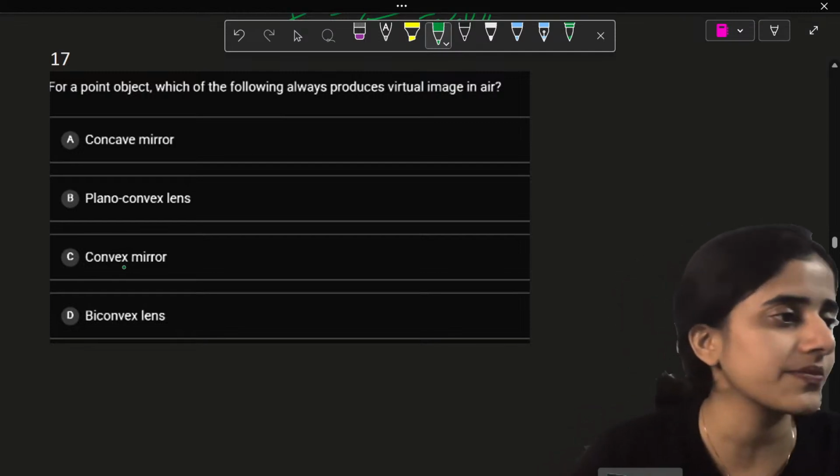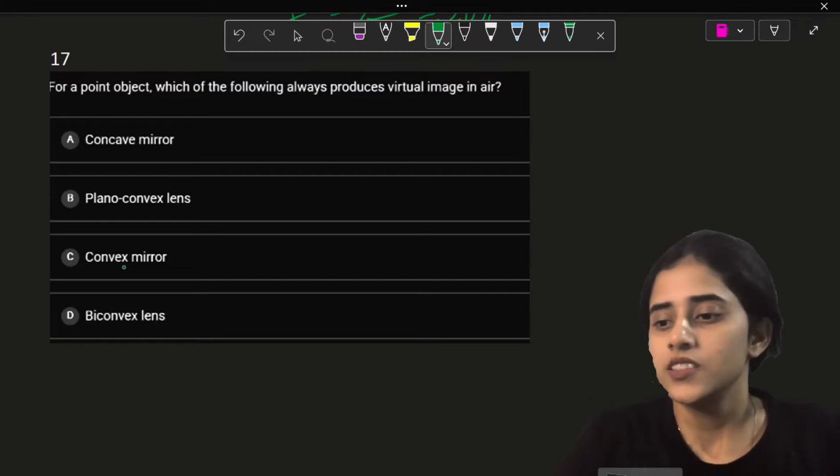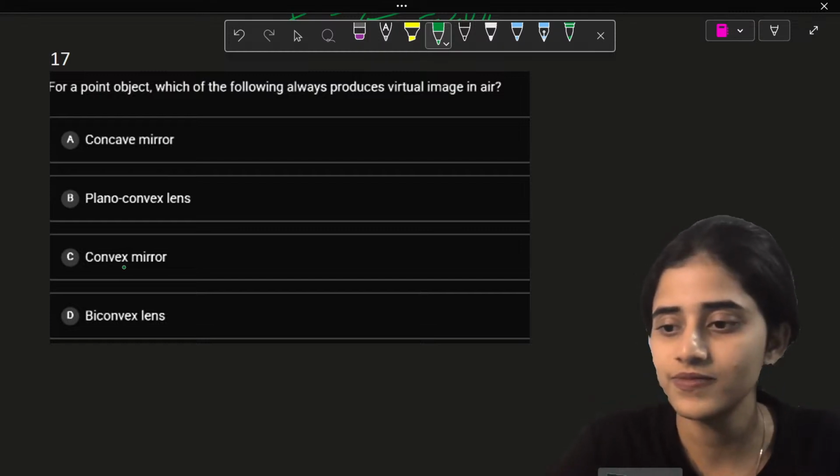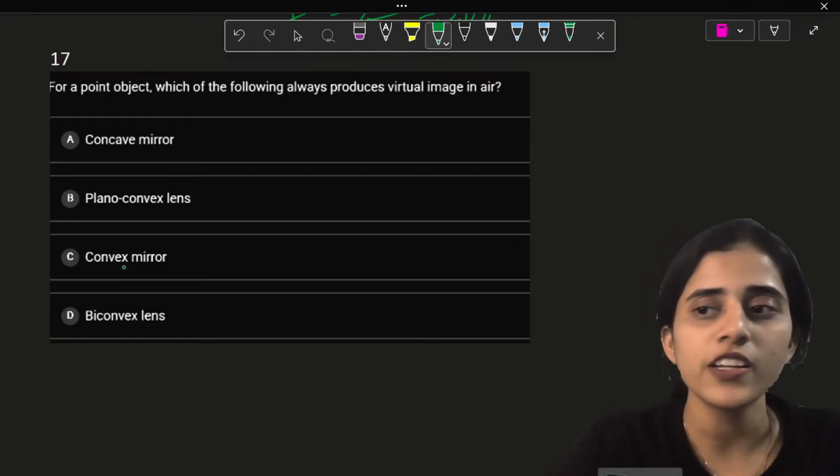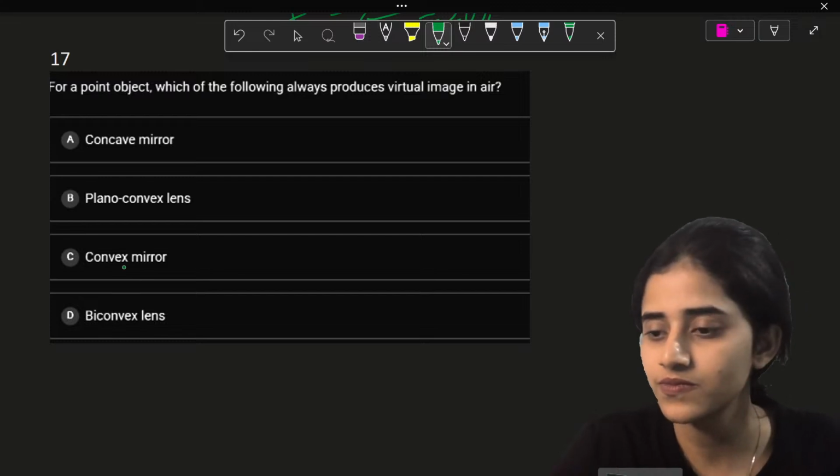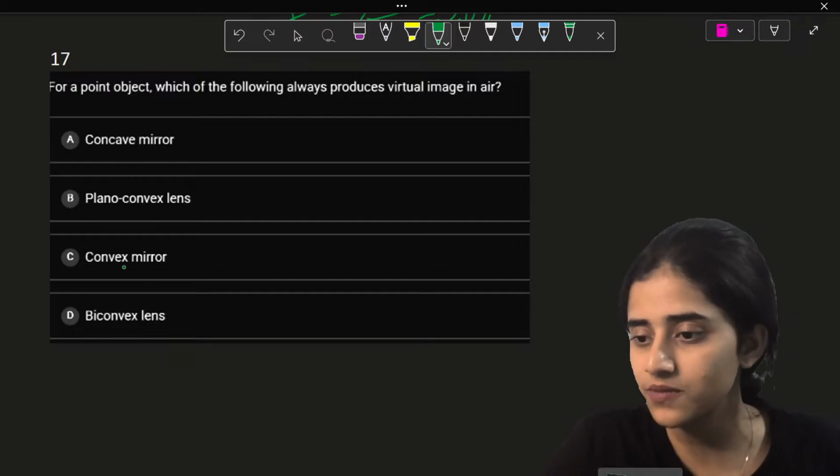Okay, next question. For a point object. Chandini can understand Marathi.